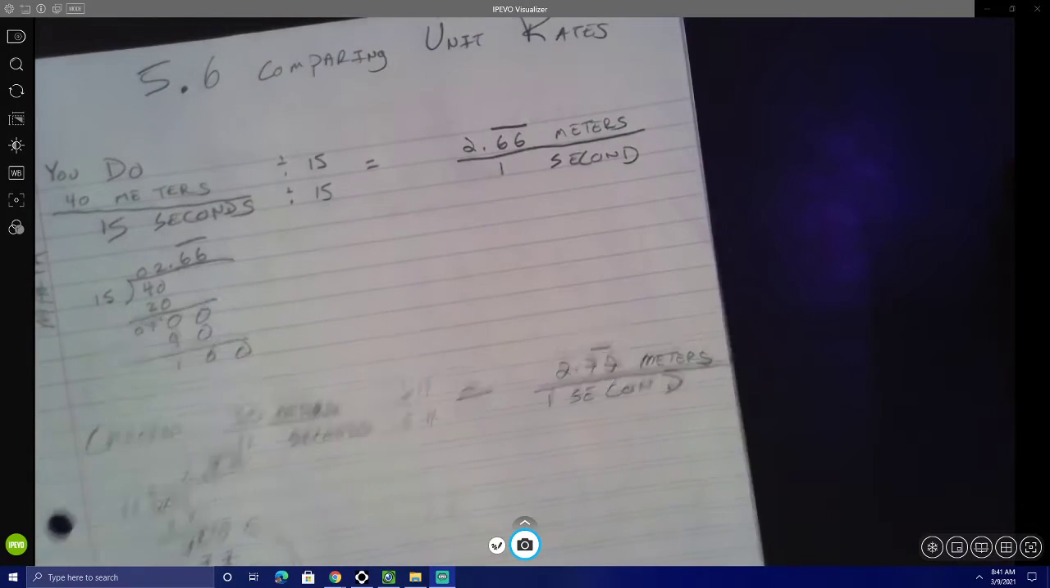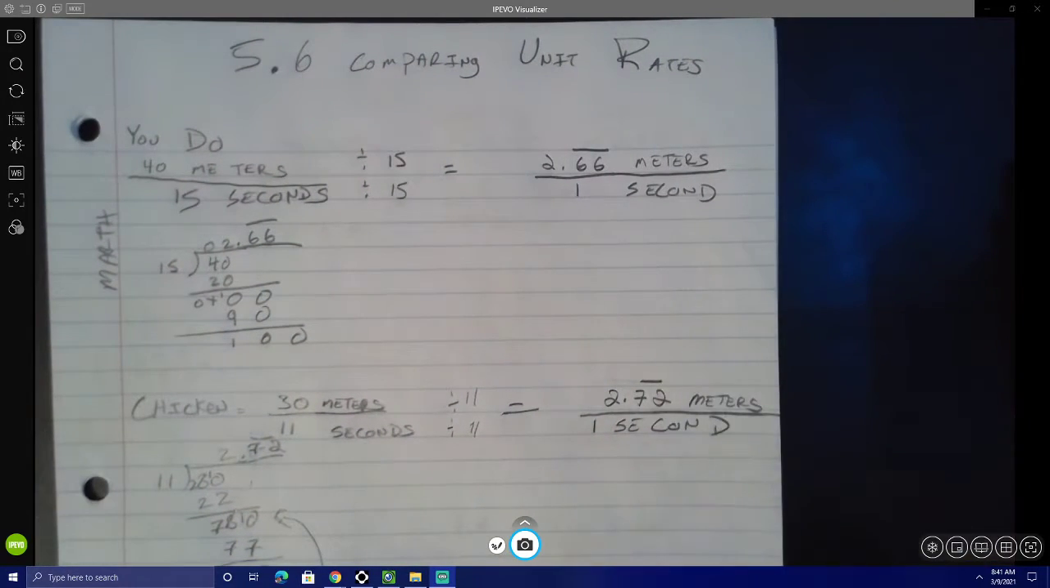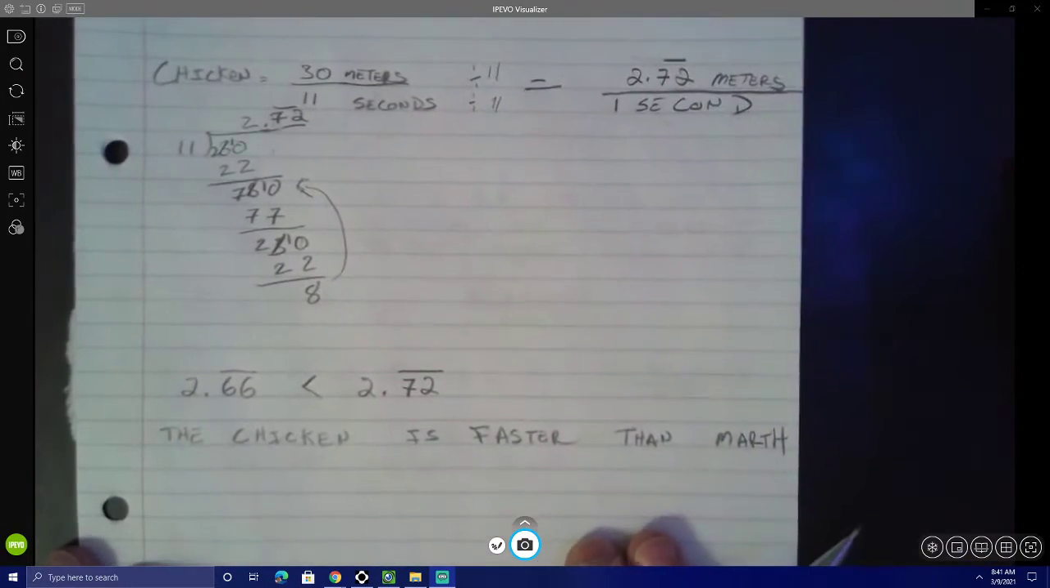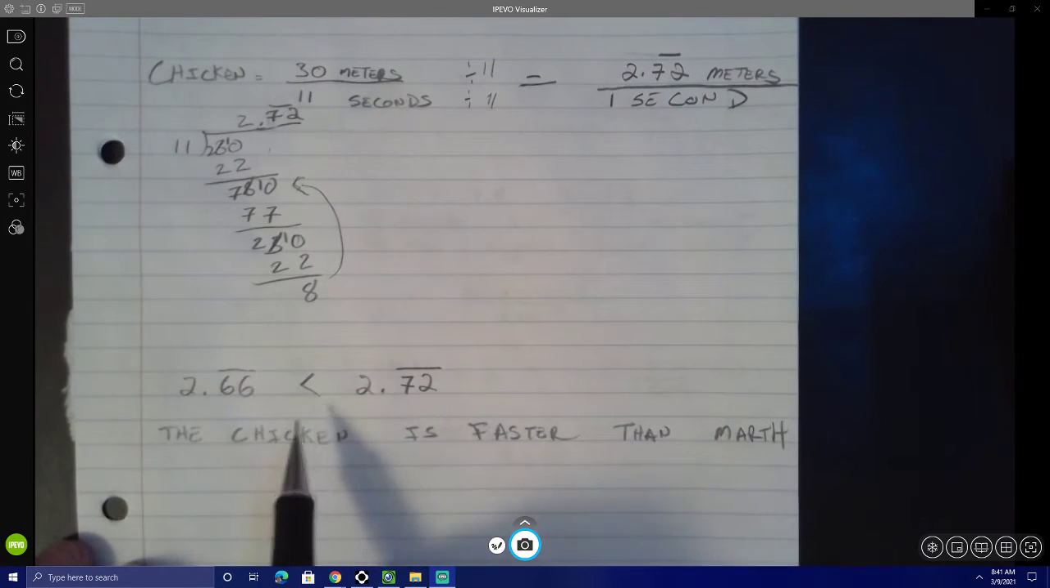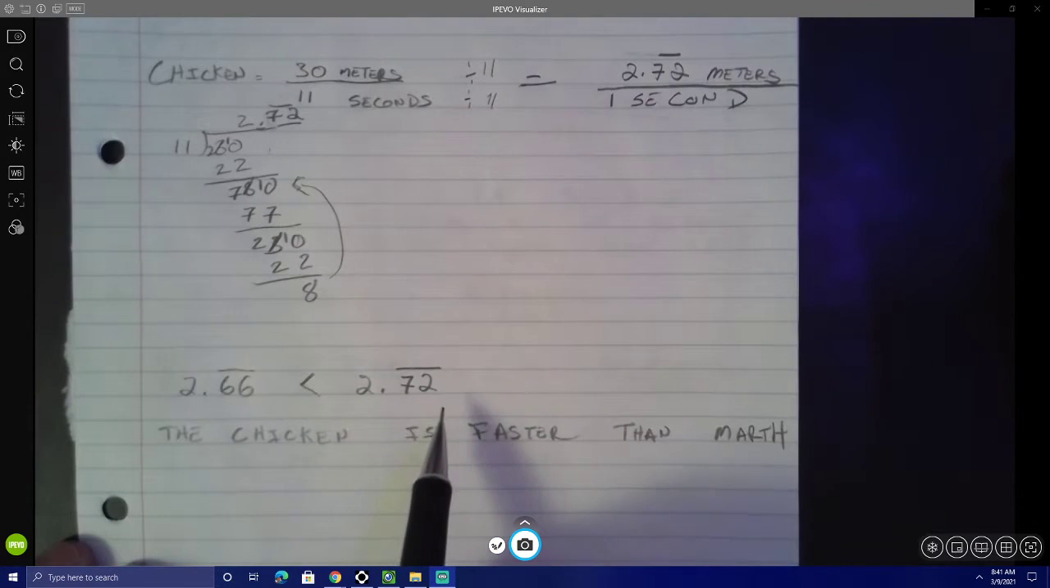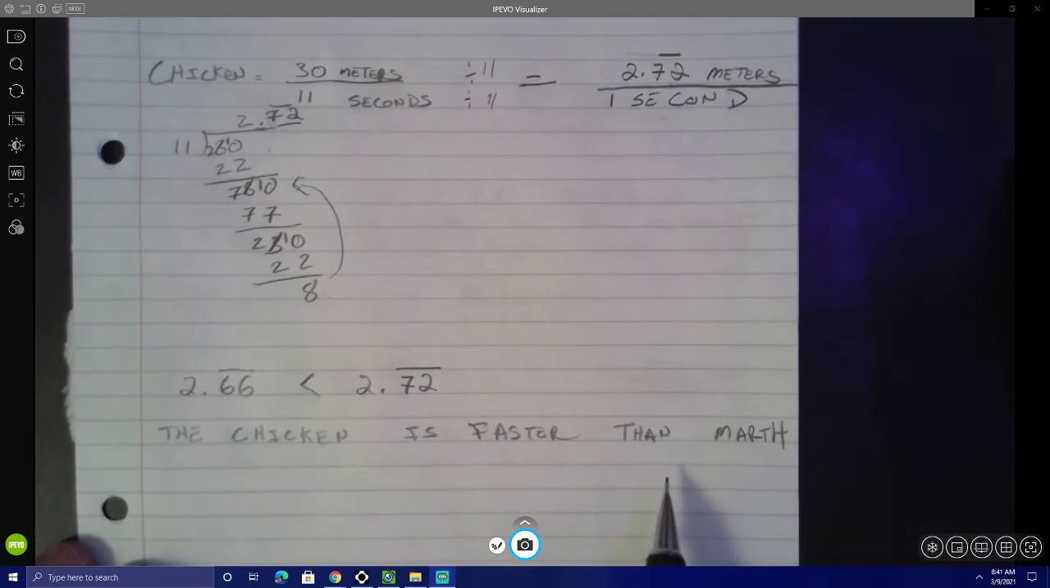Now that we have the unit rate for both Marth and the chicken, we are able to compare them and see who's faster. I see that 2.66 is less than 2.72. Therefore, the chicken is faster than Marth.